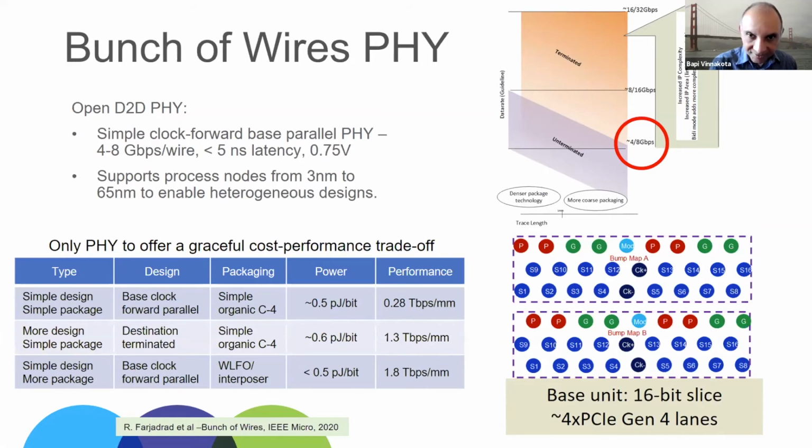What you see here are the key metrics for a PHY. Essentially, how much power does it take per bit to move from die to die? And the other thing everybody cares about is the beachfront performance: how many terabits can I squeeze in per mm? Because the die edge is a fairly precious quantity.